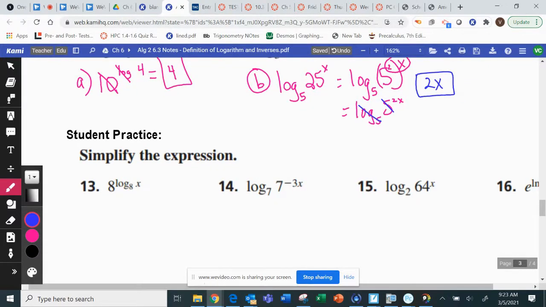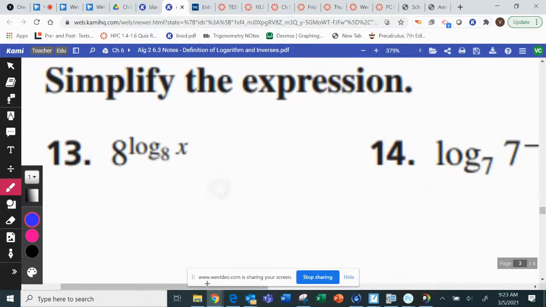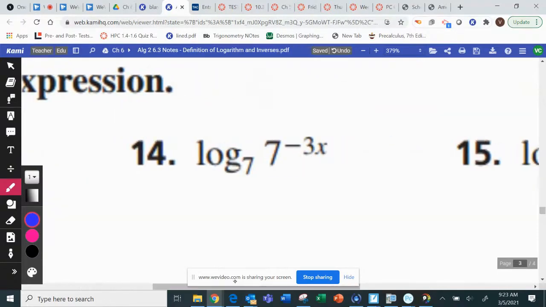So question 13. Aya, I want you to look at question 13. What do you think the answer is? Where are you getting 8 from? Let me go back. 8 to the log base 8. It's just x, right? Thank you. Good. So this one, Ashlyn, what do you think you get? Correct. You just cancel out log base 7 and 7. We get negative 3x.